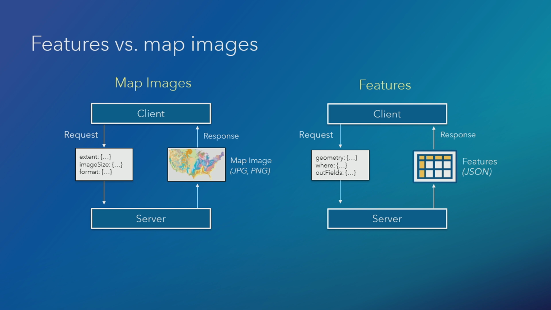It's really important to think about what's going on when you make a request from an application to the server to do something, whether it's a query or draw me a map. What gets sent to the server and what gets sent back from the server? For those map images, the request that goes to the server is please draw me a map at this extent, this resolution, and then the server returns a JPEG or a PNG.